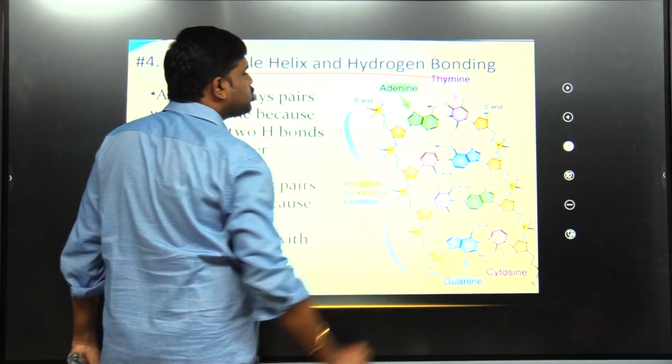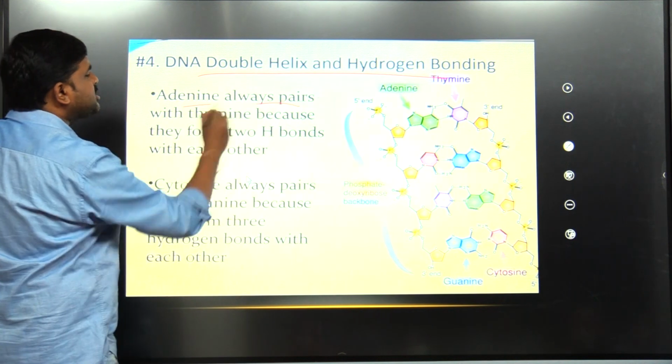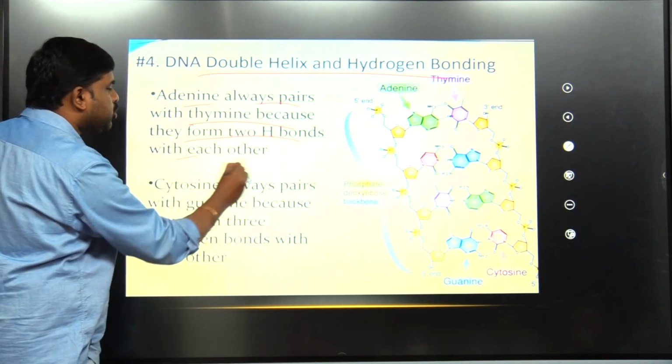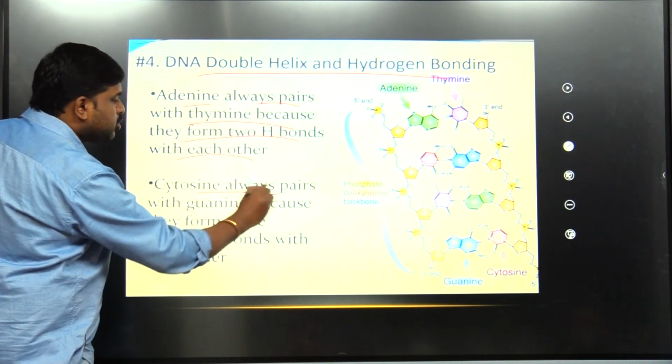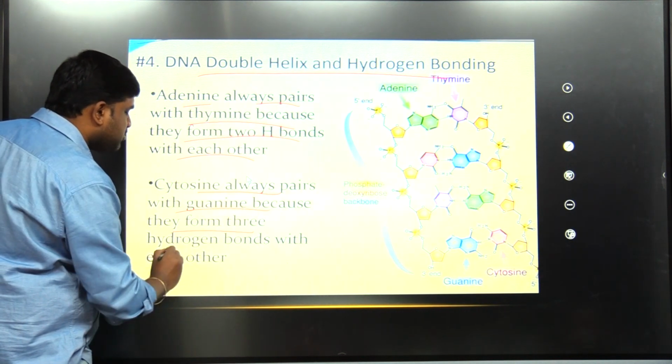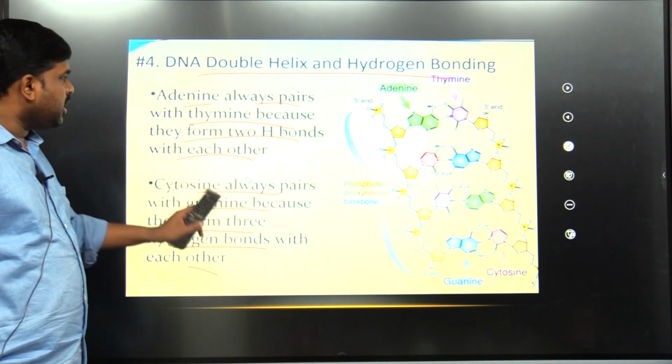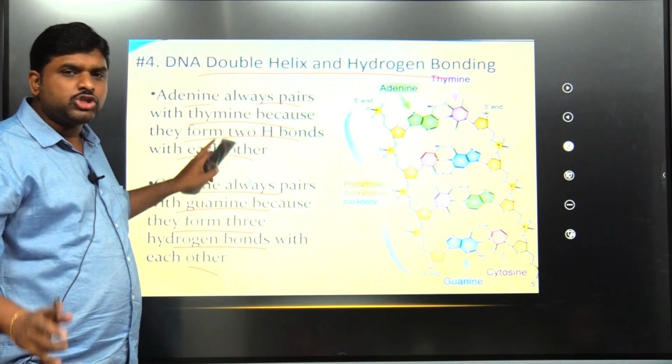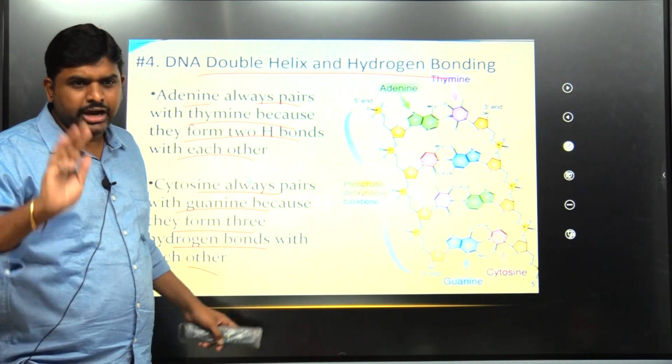DNA double helix and hydrogen bonding. Adenine always pairs with thymine because they form 2 hydrogen bonds with each other. Cytosine always pairs with guanine because they form 3 hydrogen bonds with each other. So when I am talking about A and T, 2 hydrogen bonds. When I am talking about C and G, 3 hydrogen bonds.